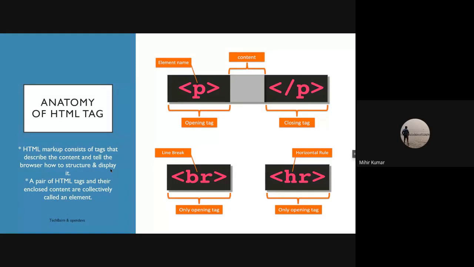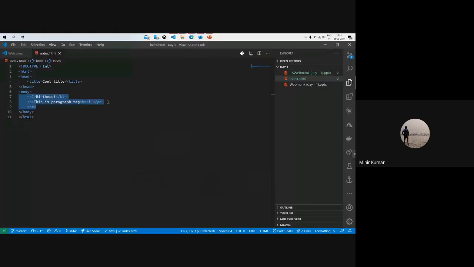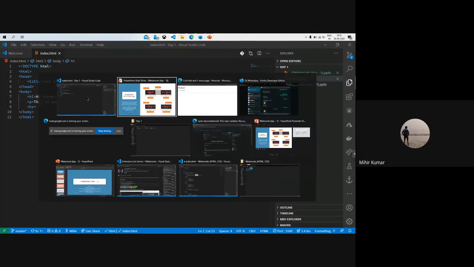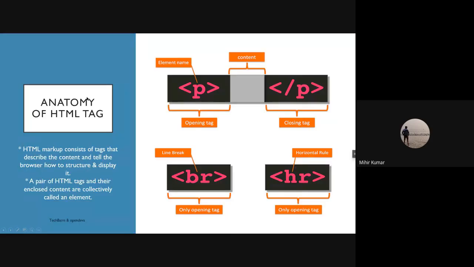So to tell the browser what to display and how to display it. And then the pair of HTML tags, like these tags, together is called an element. So a single element has an opening tag, a closing tag, and some content inside it. So this is a P element, right? And this is an H1 element. So every element is a combination of different tags.